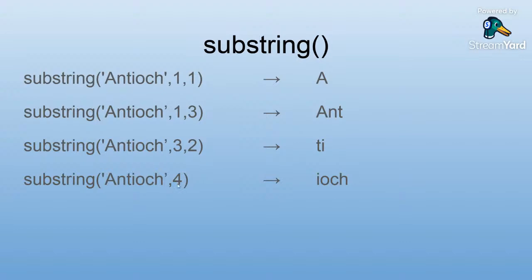And if you don't necessarily want to say how many characters to continue for, but to continue until the end of the string, you can omit the second value there and simply say starting at the fourth character, and the rest of the string is the substring. So there, from the fourth character onwards, you get the eoc there. So that's how substring works as a function.